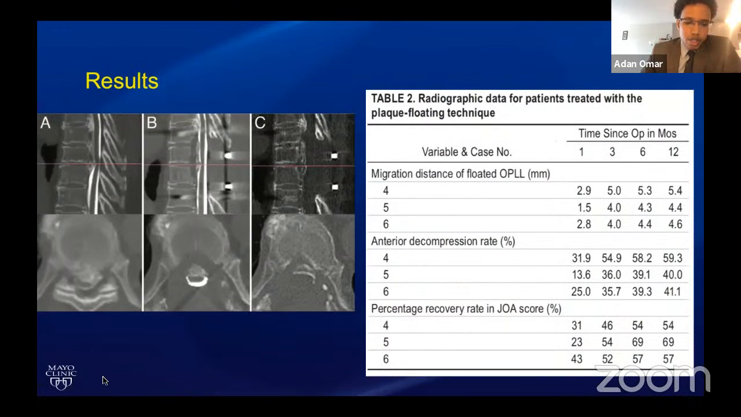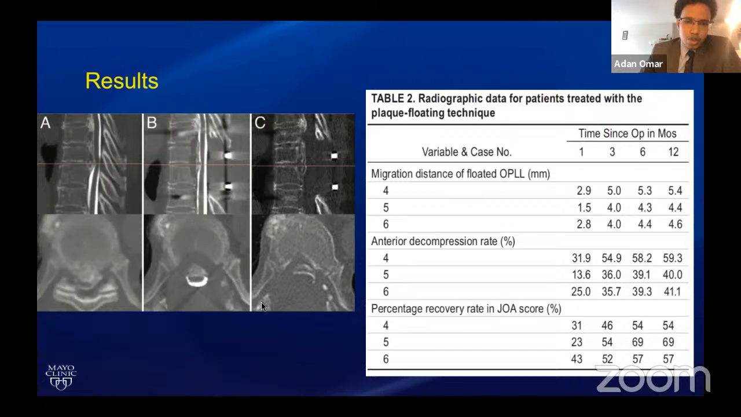Looking at radiographic parameters, the OPLL occupying ratio in the floating group was 85% or so, occupying a good portion of the canal. So they mostly looked at the floating group when it came to the radiographic parameters. The 3 patients had gradual decompression of the canal with migration of the floated plaques into the bone resection of the vertebral body during decompression, as you can see in these images here.